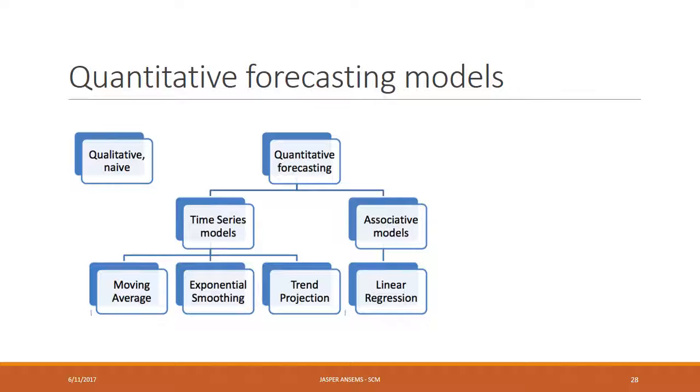So quantitative forecasting models, there are a couple of them. You have the time series, which include moving average, exponential smoothing, and trend projection. And you also have linear regression in the associative models.